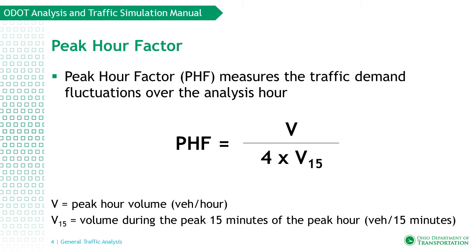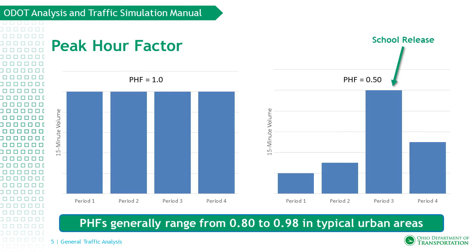Traffic flow rates typically vary over the course of an hour. The peak hour factor is a measure of the traffic demand fluctuations within the analysis hour. The peak hour factor is calculated by dividing the total hourly volume by 4 times the volume during the peak 15 minutes of the peak hour. A peak hour factor of 1 indicates that the traffic volume in every 15-minute interval is the same and therefore the traffic flow is consistent throughout the hour.